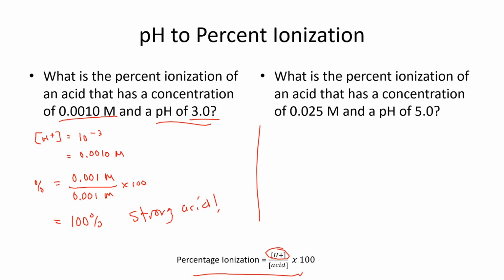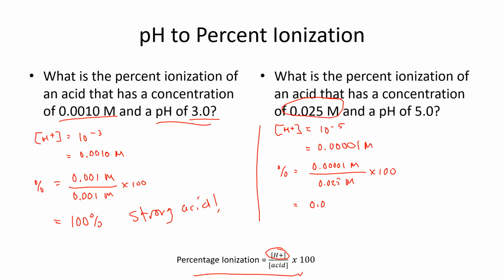But just to make sure that we can go through the math of it, let's figure out the concentration of hydrogen ions here. It's going to be 10 to the negative 5, which is 0.00001 moles per liter. And then the percentage here is going to be the hydrogen ion concentration, the 4 zeros and the 1 moles per liter on the top, and the concentration of the acid, which is here, 0.025 moles per liter, times 100. And this one works out to be 0.04%, which means this one definitely is a weak acid.